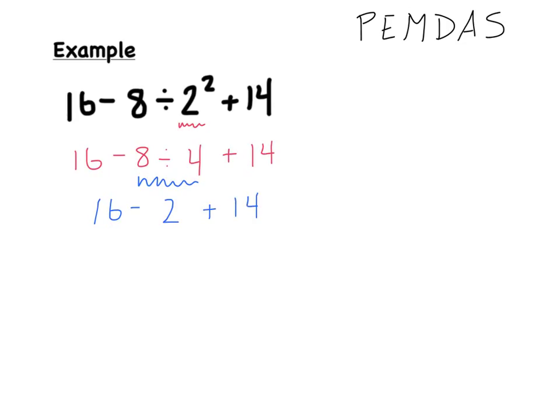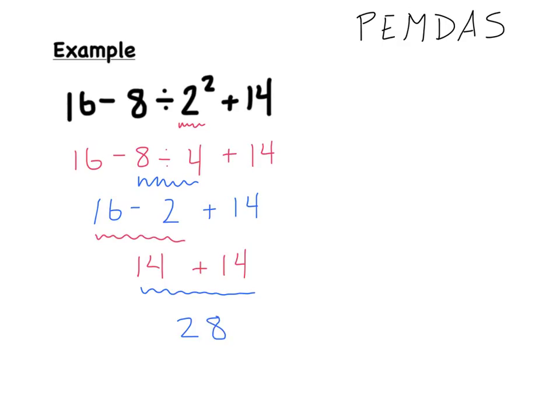Alright, and do we have any more multiplication or division? No, we do not. So now we have addition and subtraction. Remember, this is from left to right. So we start on the left side of the equation and we move over to the right. So from here we have 16 minus 2. We'll solve that first. So 16 minus 2 is 14. Bring everything else down. So now the last thing that we have is 14 plus 14, which is equal to 28.